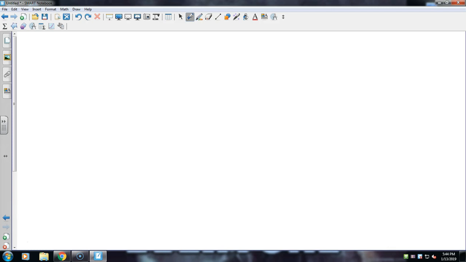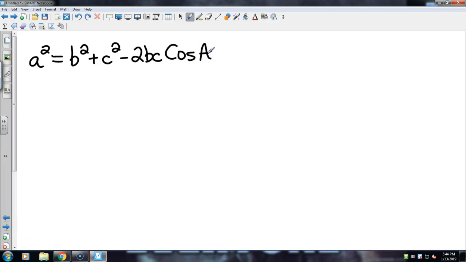So the first one is going to be a squared equals b squared plus c squared minus 2bc cosine of A. Okay, a squared equals b squared plus c squared minus 2bc cosine of A. Notice that if I have a squared on the left hand side, I'm finding the cosine of angle A. And so we're going to go to the second one. Again, you can probably see what's going to happen here.